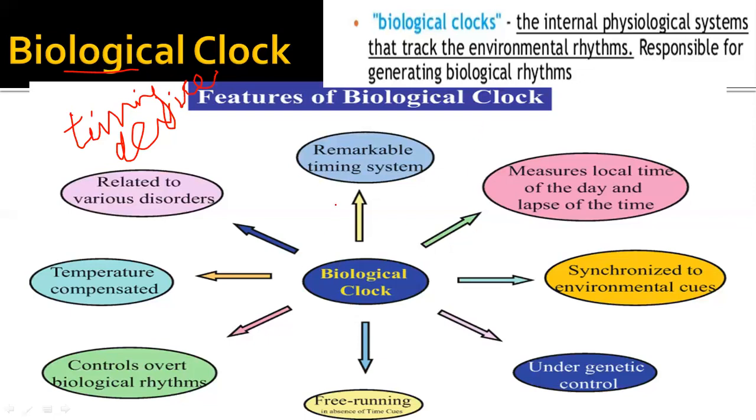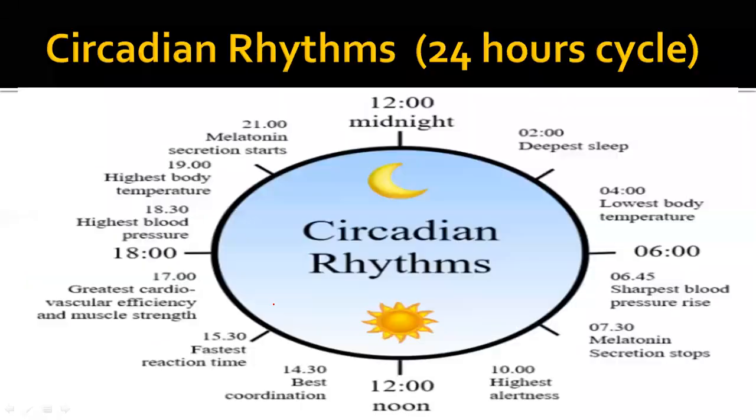Okay, so if we take a remarkable timing system in our body: local time of the day and lapse of time, synchronized to environmental cues, under genetic control, free running in the absence of time cues, sometimes in the absence of disturbance of the clock, so the person goes on freely, control over biological rhythms, and temperature control related to various disorders. All these types of functions or features are controlled by a biological clock in our body.